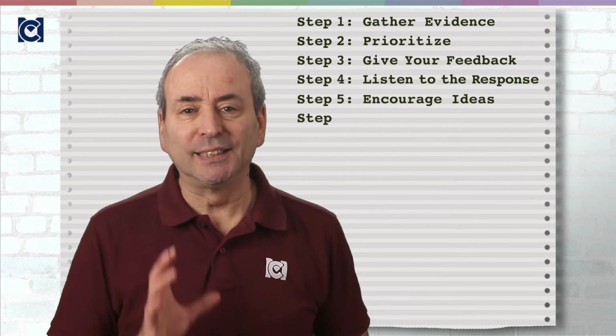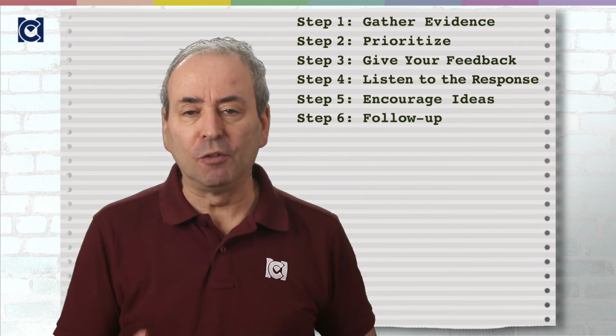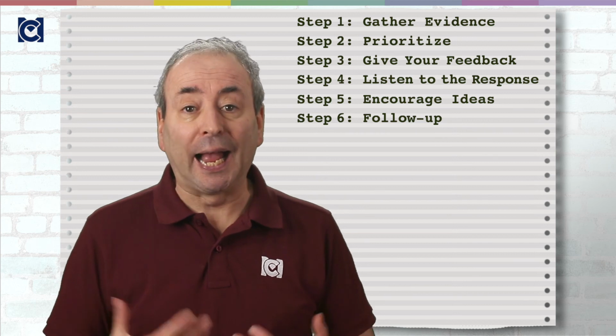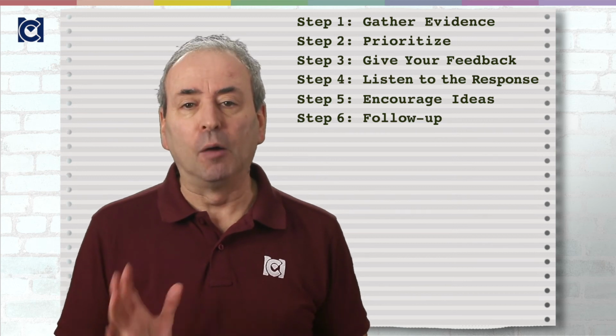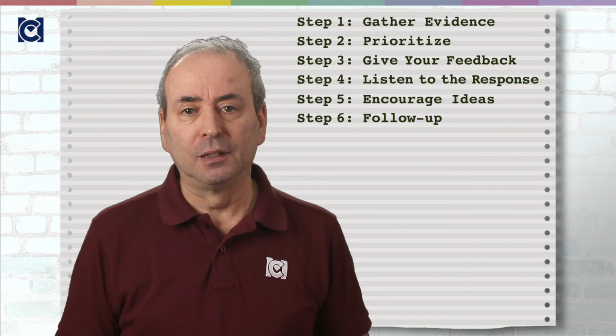And step 6 is to follow up. Keep the cycle going. Observe how the changes they make affect their performance. Give them good quality feedback, and if necessary, help them to identify more options for improving their performance to complete the turnaround.